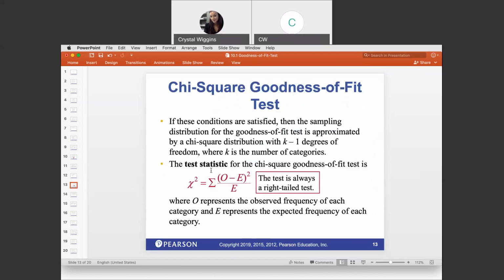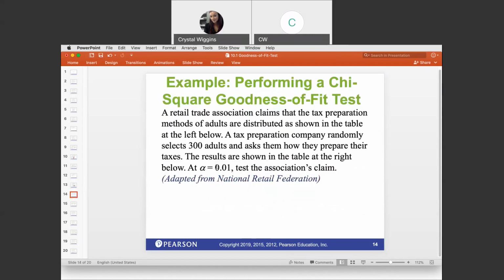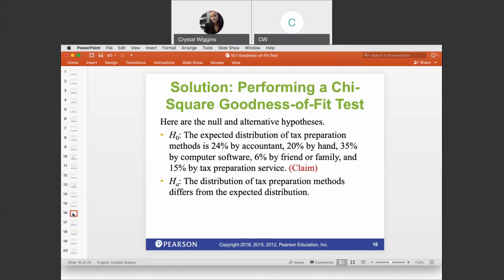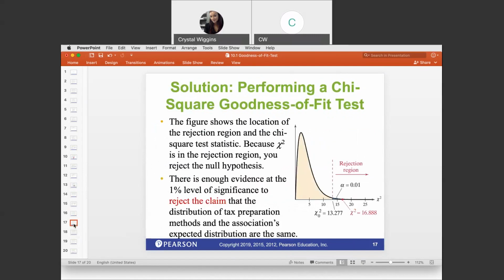This is the formula for the chi-square statistic, which again, you don't need to do out by hand. As you just saw, Rguroo does that for us. And we did this at a 0.01 significance level. Again, those are our null and our alternative. And here we have the conclusion, which we'd already concluded in our Rguroo, that we are rejecting the claim that the distribution of tax preparation methods and the expected distribution are the same. That's what we're rejecting. So we're stating they are not the same.